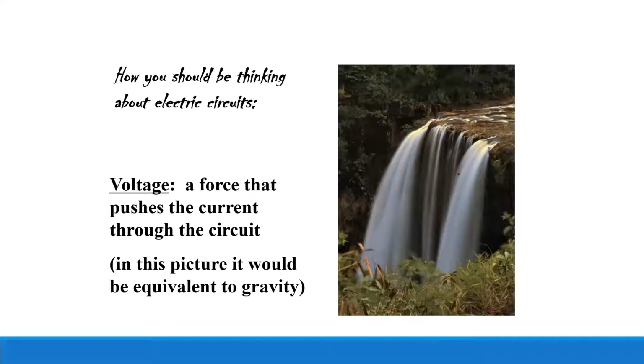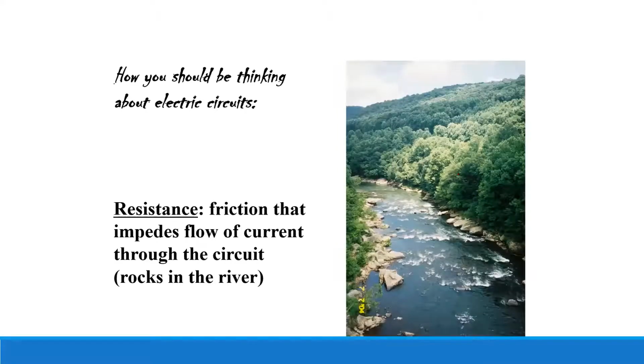Gravity in this case is the pushing force that pushes the water down a slope, and voltage in a circuit is the push that forces the electrons to want to get to the positive side of the battery. But the resistance is how difficult it is. When you have a lot of rocks in this river, it's going to impede the flow.